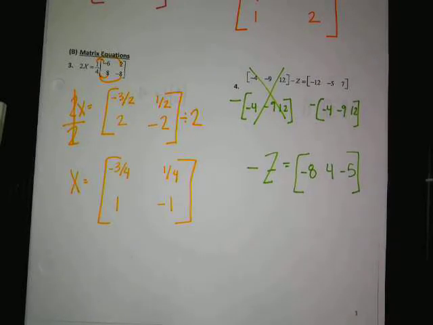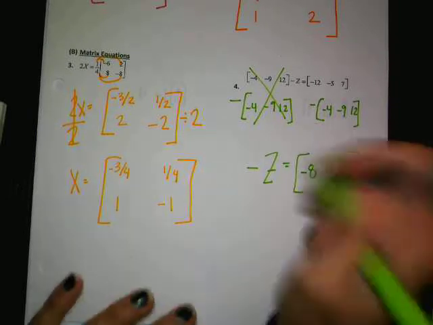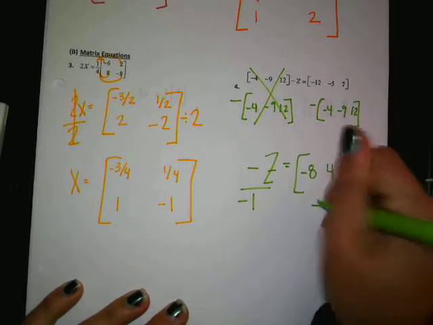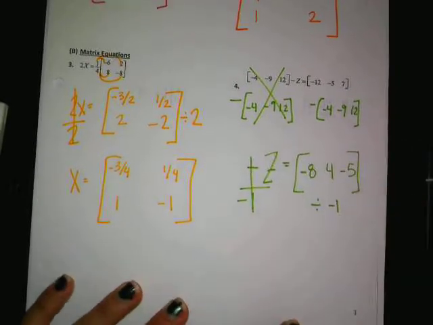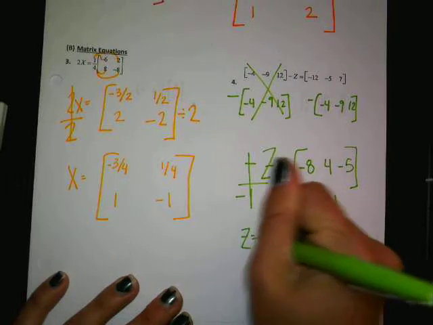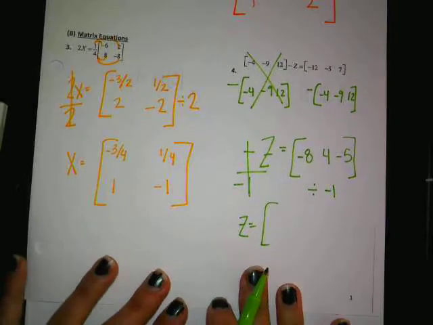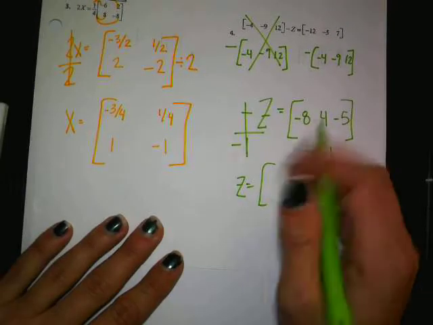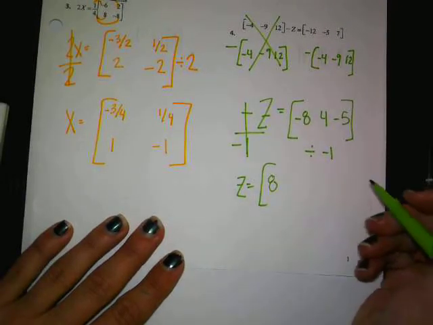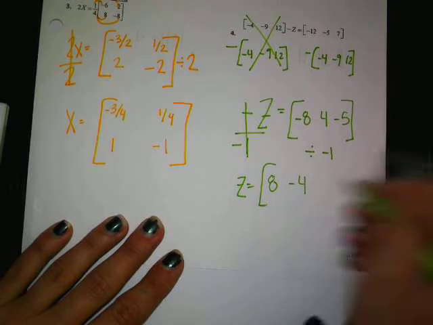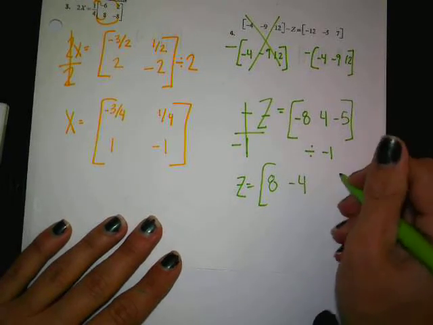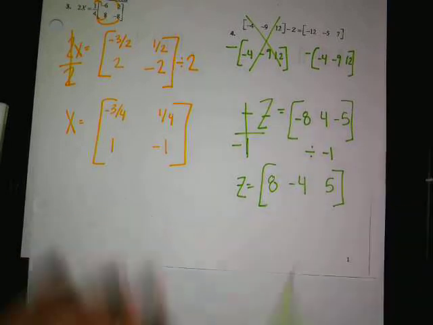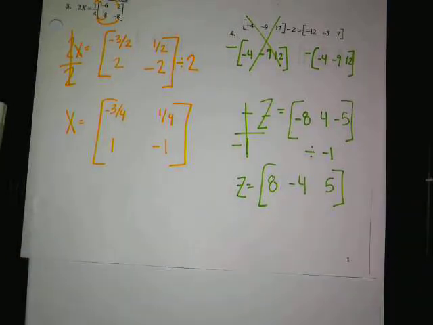Okay, and I want to get z by itself still. So how do I get rid of the negative? Divide by negative 1. Negative sign goes away. So negative 8 divided by negative 1 is positive 8. 4 divided by negative 1 is negative 4. Negative 5 divided by negative 1 is 5. And z is by itself now, so I'm done.